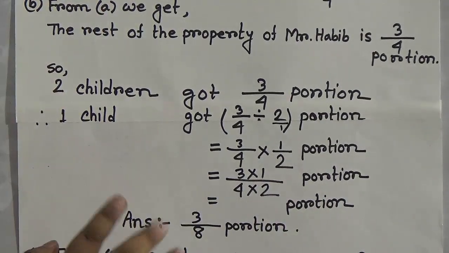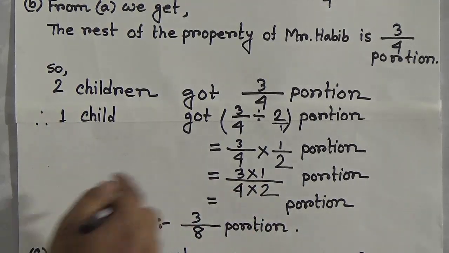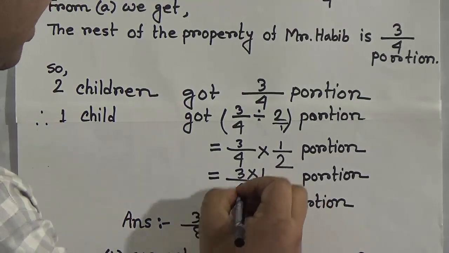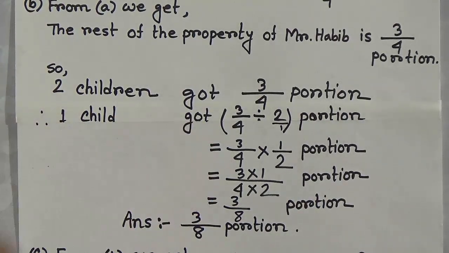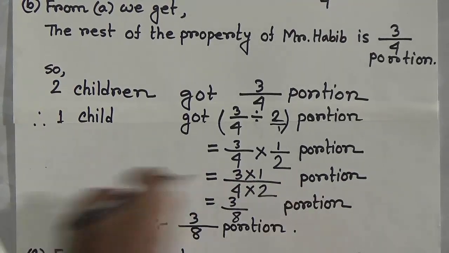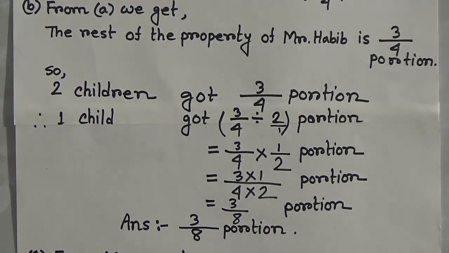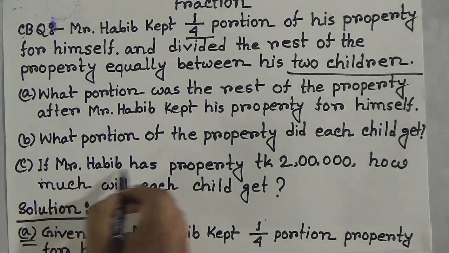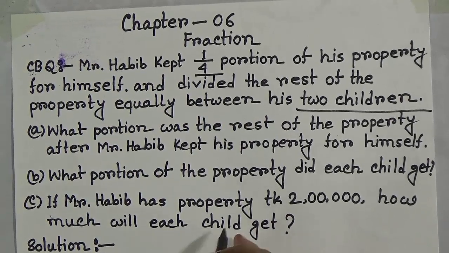There is no common divisor between 3 and 2, and 3 and 4. So we multiply 3 with 1 and 4 with 2. So 3 ones are 3 and 4 twos are 8 portion. So each child gets how many portions? Each child gets 3 by 8 portion, as 3 by 8 portion is the answer. You must write the answer 3 by 8 portion. Okay, next we shall solve our third question. The third question is, if Mr. Habib has property of taka 2 lakh, how much will each child get?